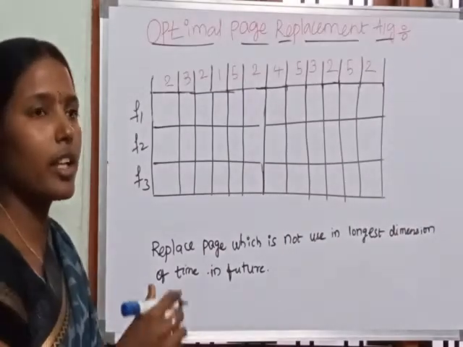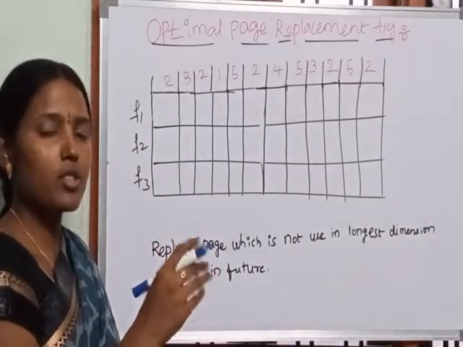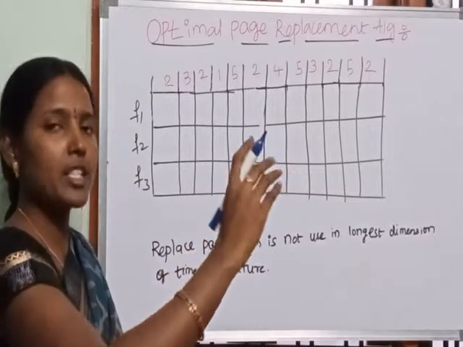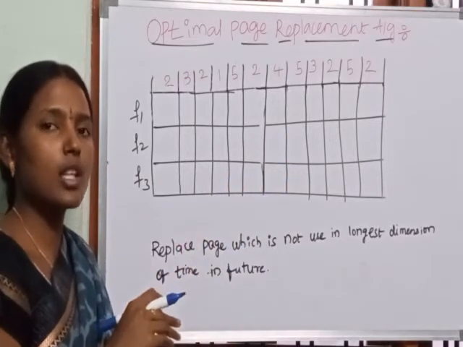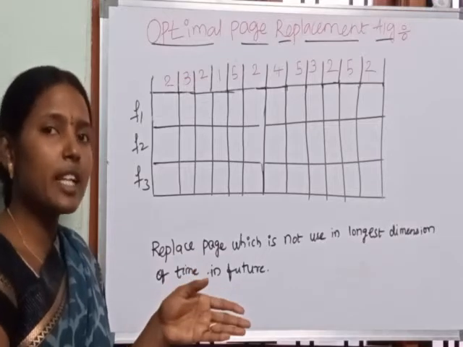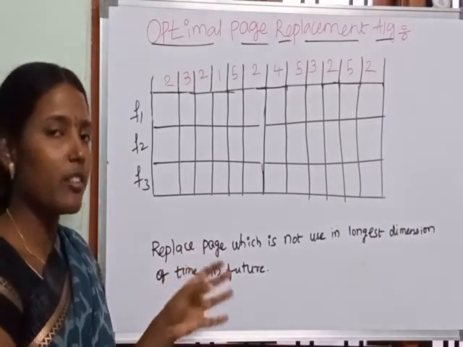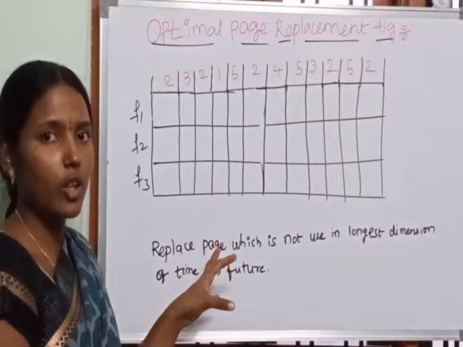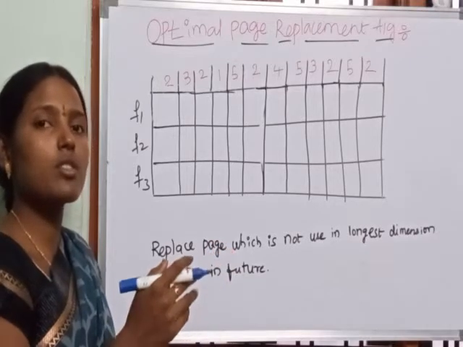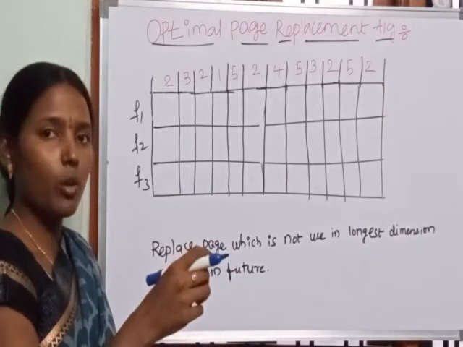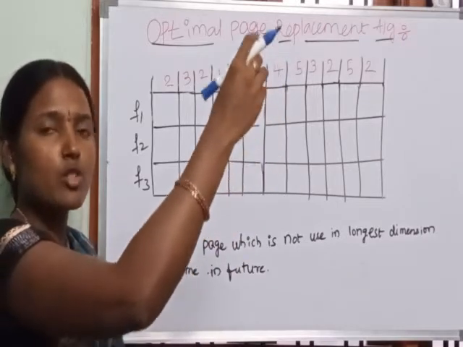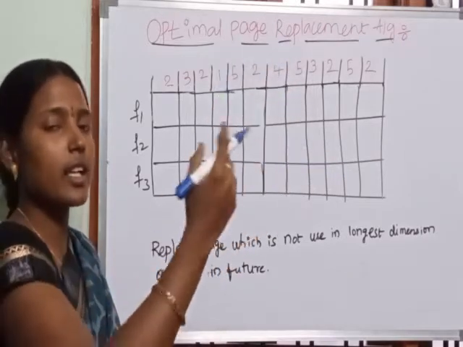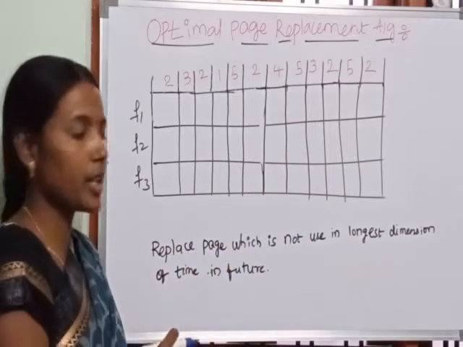So that means a page that is not used for a long time has to be replaced. In the least recently used algorithm, we replace the page that was least recently used. Whereas in the optimal replacement algorithm, we replace the page which is not used right now and may be used only after a long time. Such kind of pages are to be replaced.